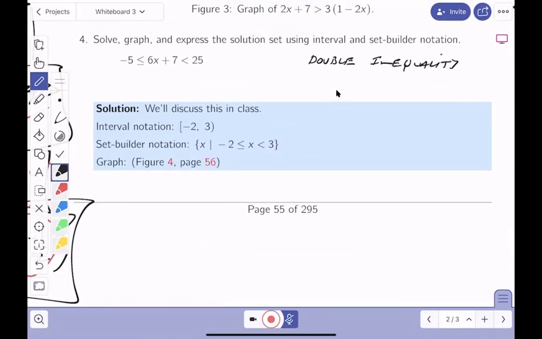Someone says, why is it double? Well, let me explain why they call it double. It's double because there are 2 symbols of comparison. Double inequality, double. There are 2 symbols of comparison. By the way, it's also called compound inequality.